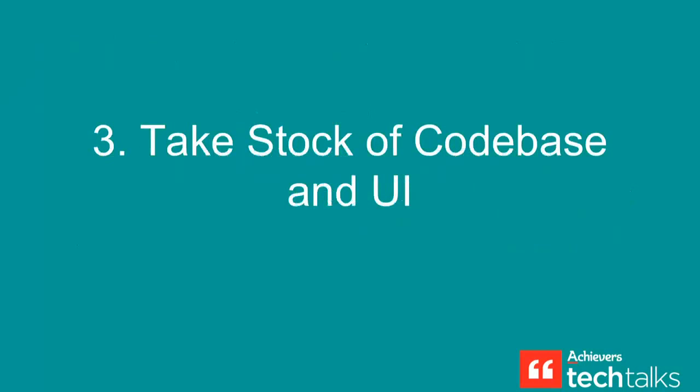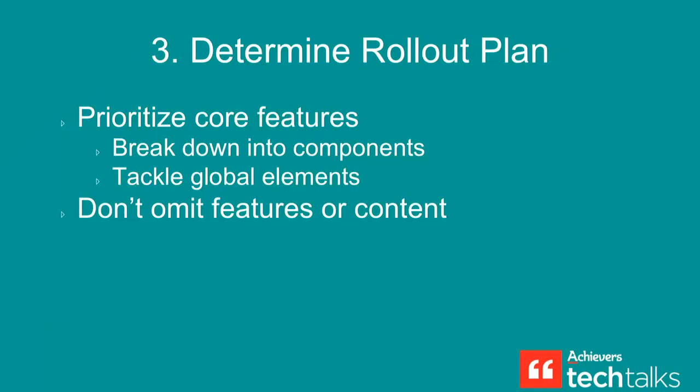That's the wrong title. Number three is determine a rollout plan. So for us here, we have a lot of features. We had to decide what's the most important thing. And so when you look at your features, you're going to have to take stock because really, if you have limited developer resources, you're going to have to start somewhere. So we ended up starting with that flow I just showed you, the recognition flow, because that's our core business and that's the most important thing we have for our members.